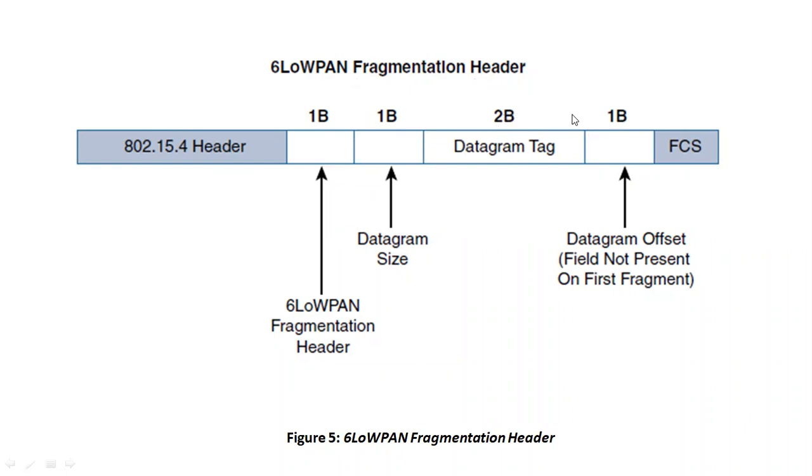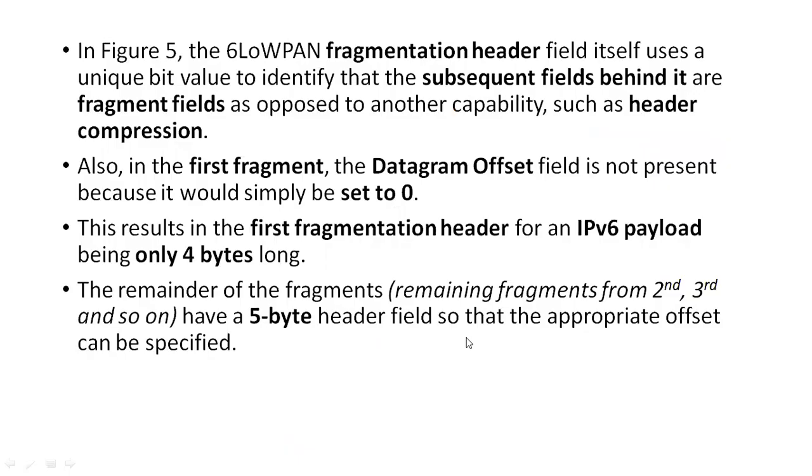Then what about the length of the second, third, fourth, fifth, and so on, data frames? That will be 4 plus 1, right? Then the total size of that fragmentation header will be 5 bytes. Clear? So this is about the fragmentation header, right?